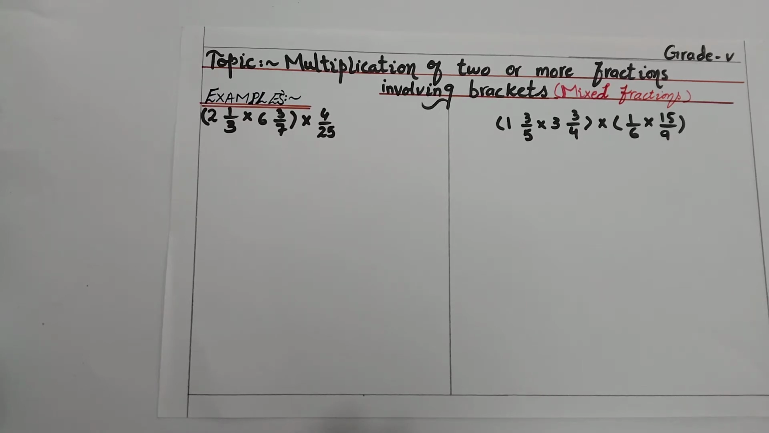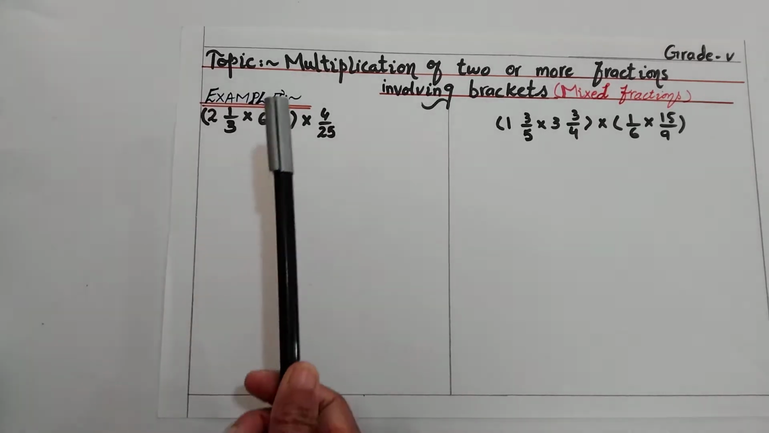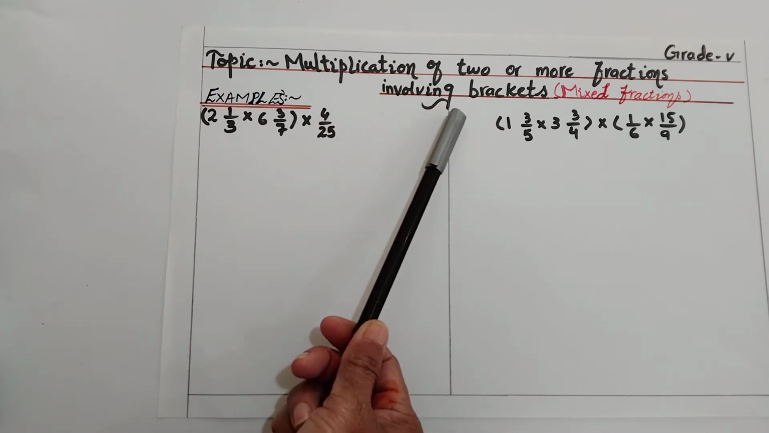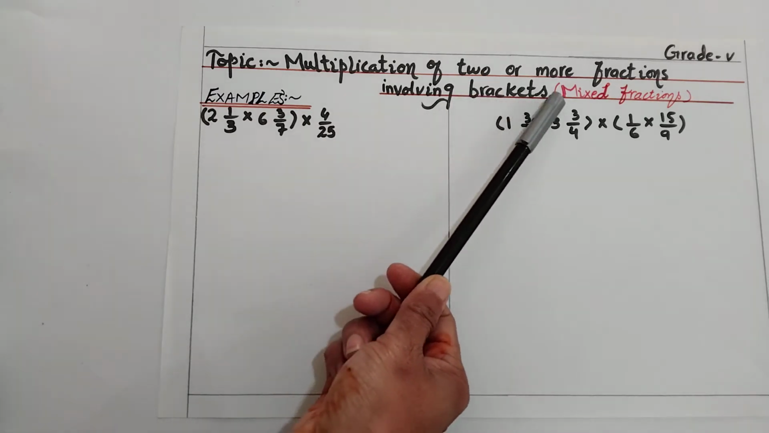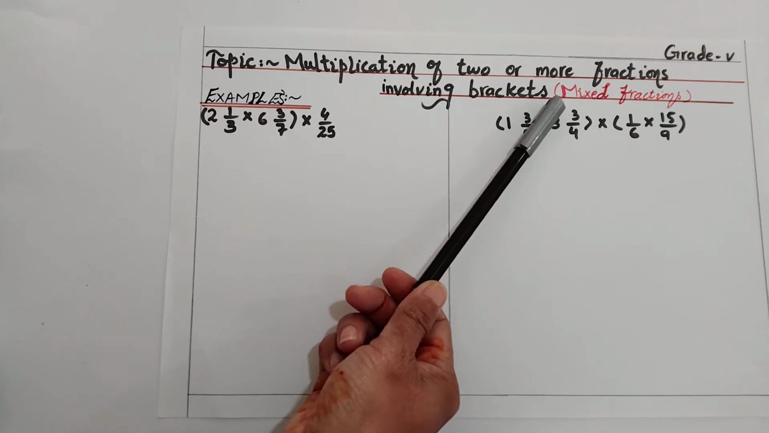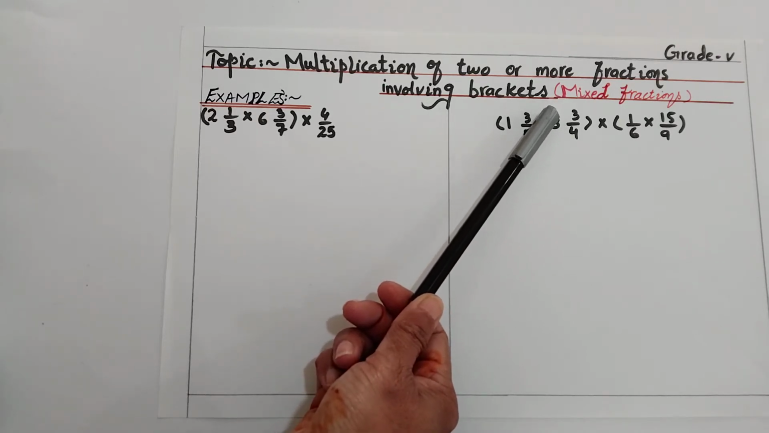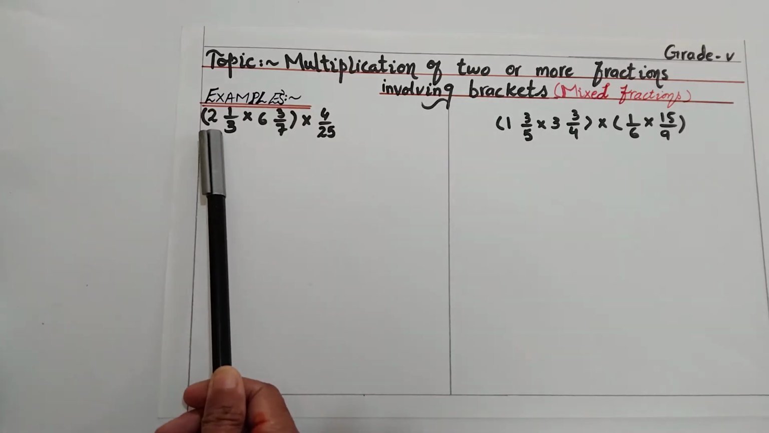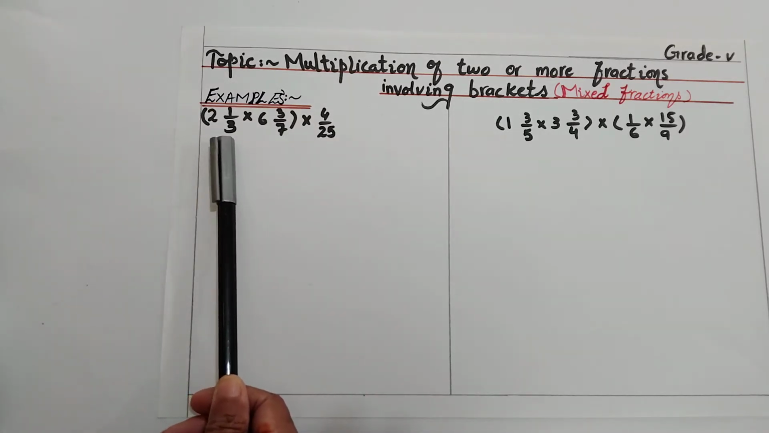Dear students, as in the previous lecture you have learned about the topic multiplication of two or more fractions involving brackets. Today we are going to start the same topic, multiplication of two or more fractions involving brackets, but here we will use the mixed fraction. The method, the procedure is totally the same, the only difference is in the fraction. Now we are going to start the mixed fractions.